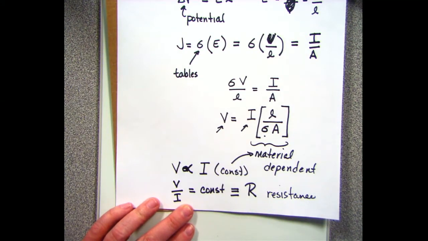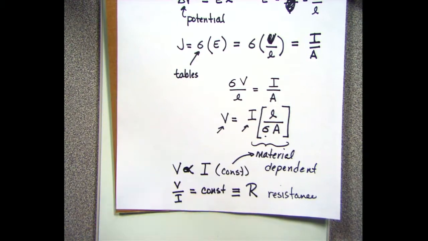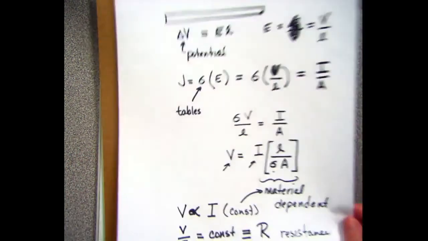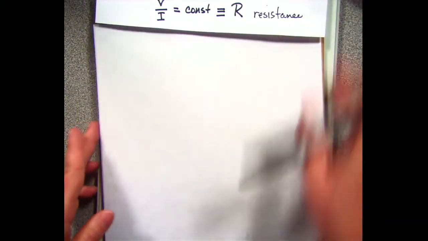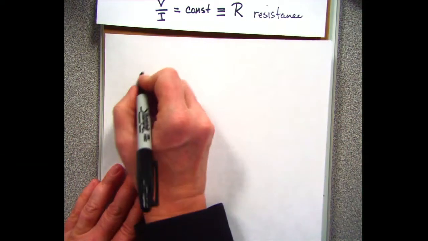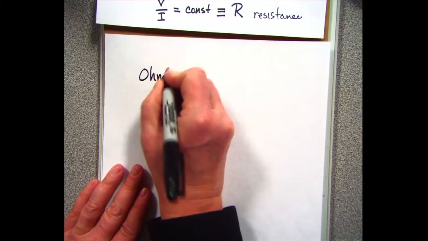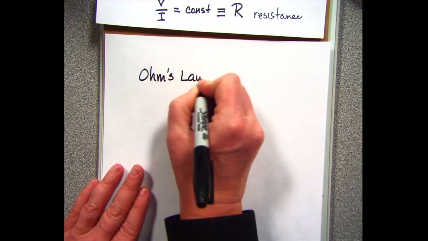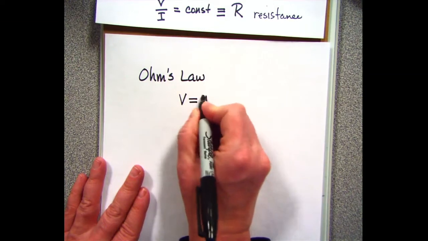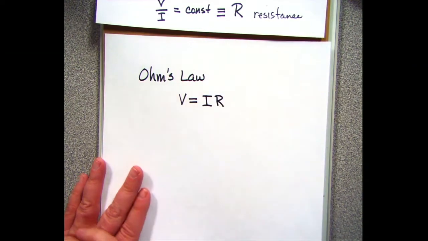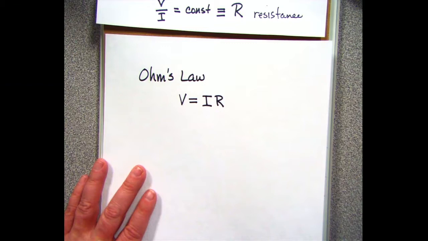And this gives us what we talk about as Ohm's law. And Ohm's law is that potential is equal to current times resistance. That's usually how we write it. And we've lied to you again. Ohm's law only applies to something we refer to as ohmic materials. Not all materials obey Ohm's law.